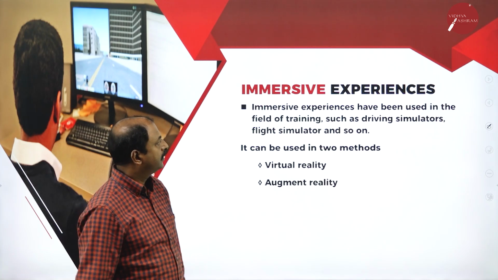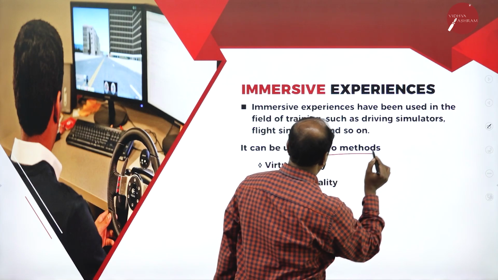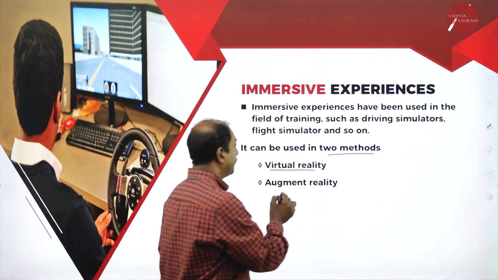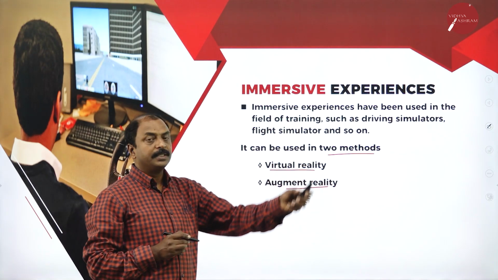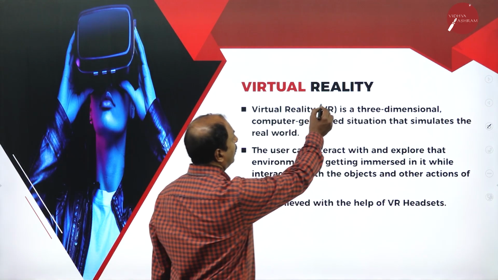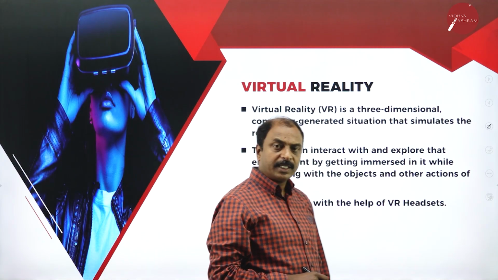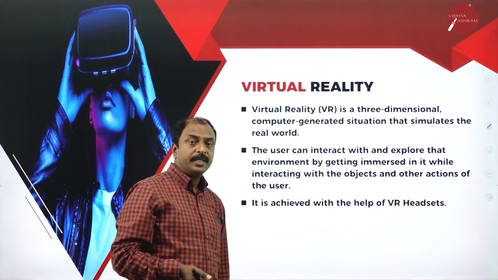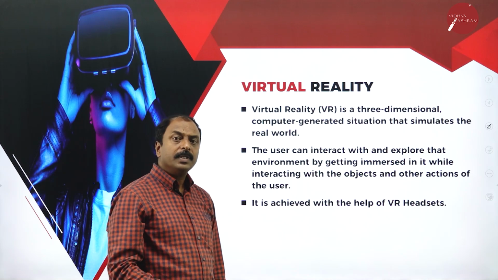In the next slide, this immersive experience can be used in two methods. One is VR, or virtual reality, and the second one is augmented reality. These are the two methods by which we can experience this type of technology. Now let us see what VR, or virtual reality, is. As the name itself says, virtual, it is actually not a real environment. We are feeling a virtual environment, separate from or different from our day-to-day normal environment.